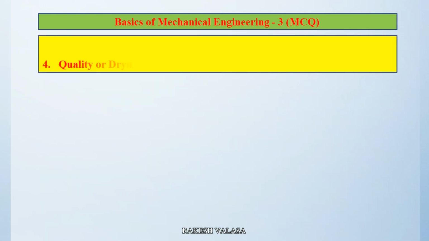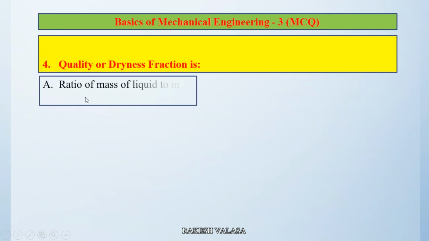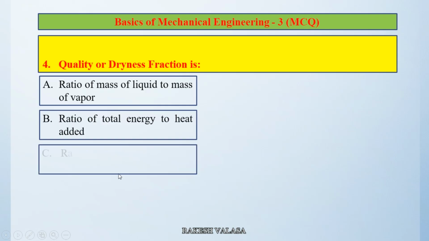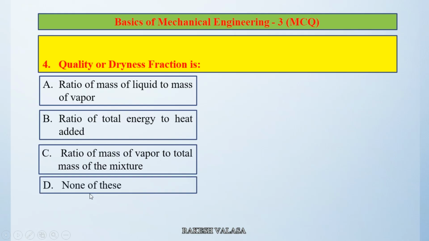Question number 4. Quality or dryness fraction is. Option A, it is the ratio of mass of liquid to mass of vapor. Option B, ratio of total energy to heat added. Option C, ratio of mass of vapor to total mass of the mixture. D, none of these.